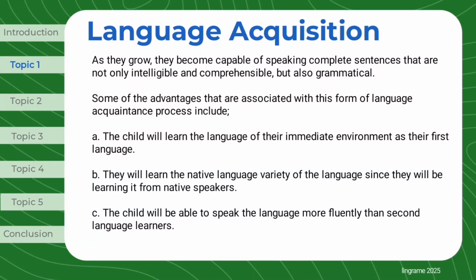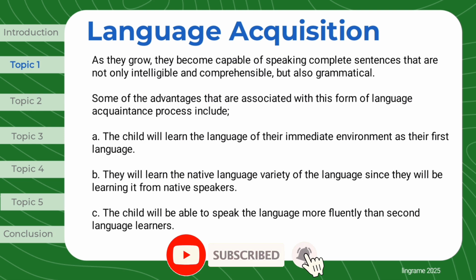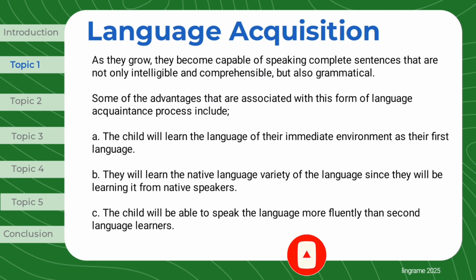As they grow, they become capable of speaking complete sentences that are not only intelligible and comprehensible, but also grammatical. Some of the advantages associated with this form of language acquaintance process include: the child will learn the language of their immediate environment as their first language.